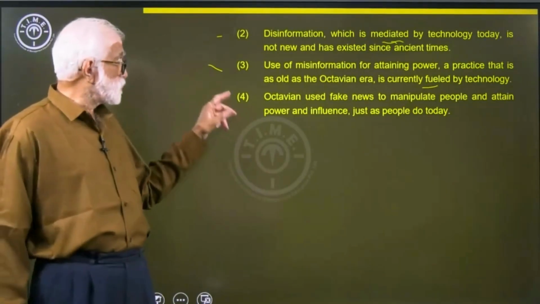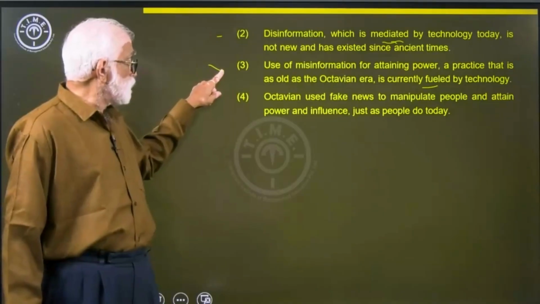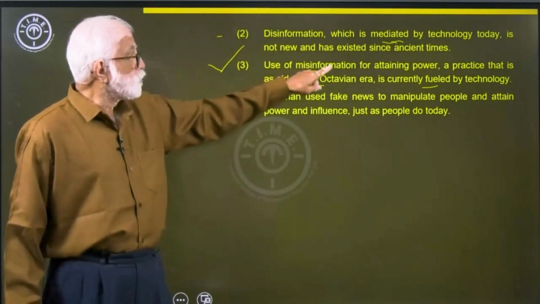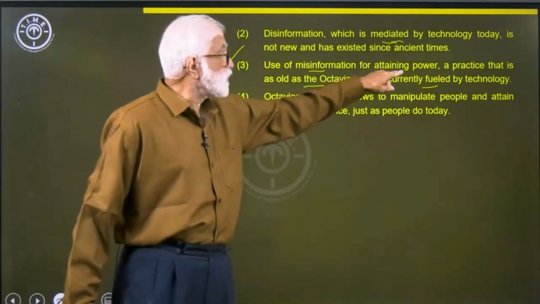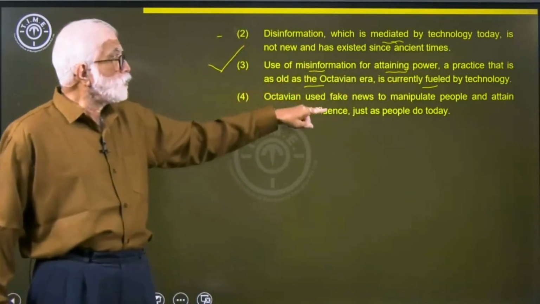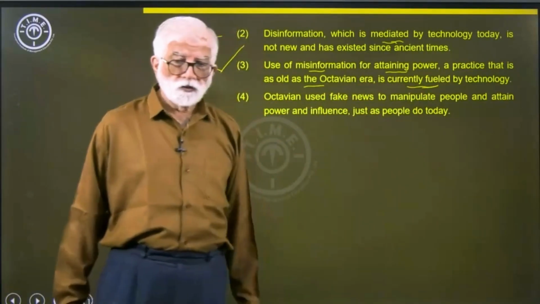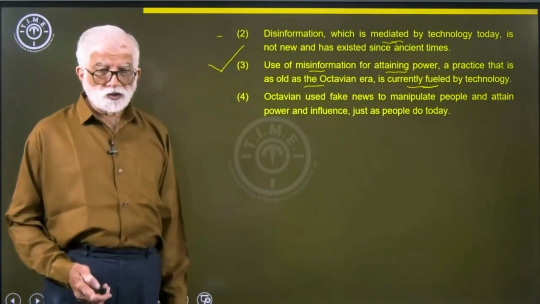So, the essence here is 3, because we are saying that it is a very old practice. What? The use of misinformation. To do what? To actually get or stay in power. But now it's something that's still happening because technology is making it even more possible. So, 3 then is the answer to this question.